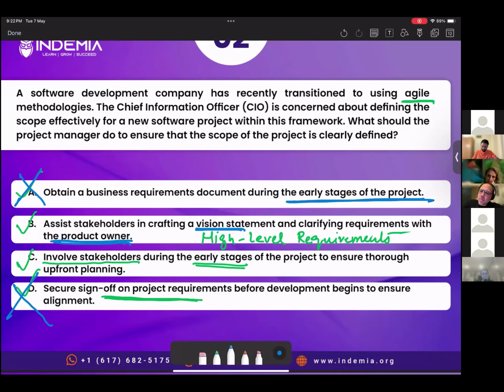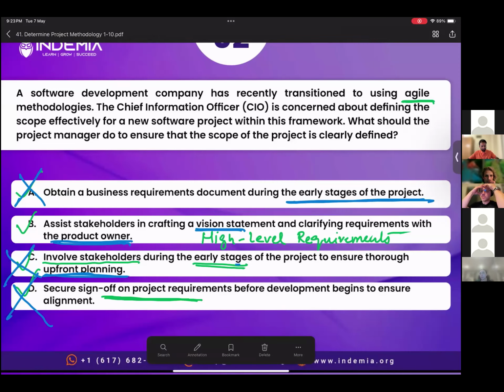Option C, involve stakeholders during early stages of the project to ensure thorough upfront planning. Upfront planning is done in waterfall, not in agile, right? So this is also not correct. I have already talked about option D. That is also not correct. The correct answer is option B, where we develop a vision statement. We get high-level direction, so that the team sticks to that. And within that high-level direction, the product owner manages the requirements, right? So the correct answer is option B.